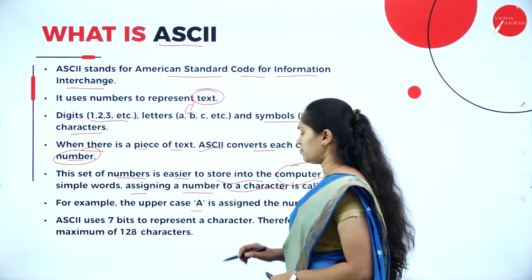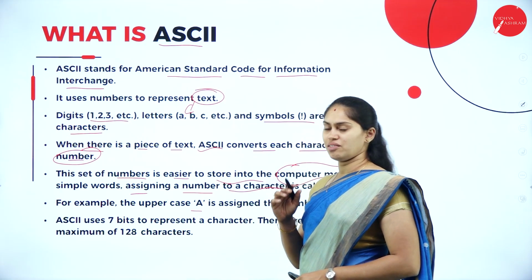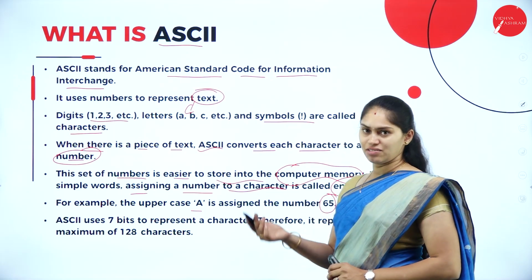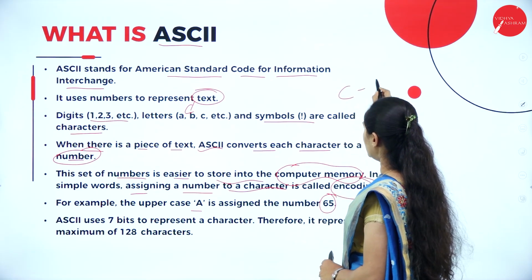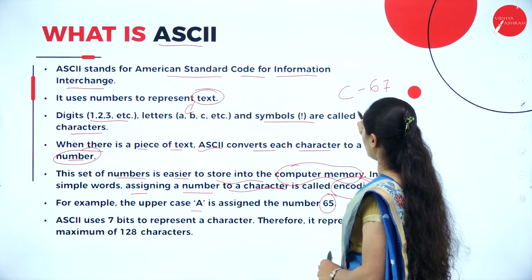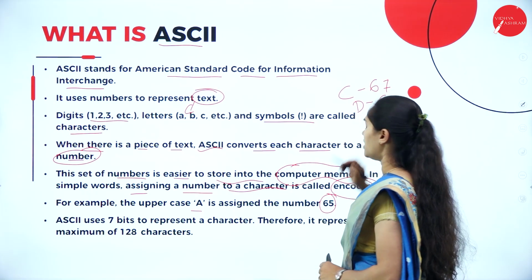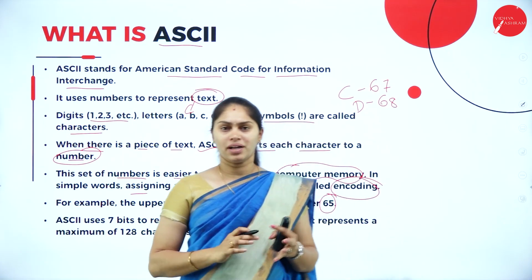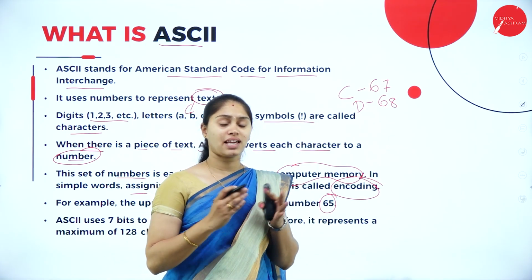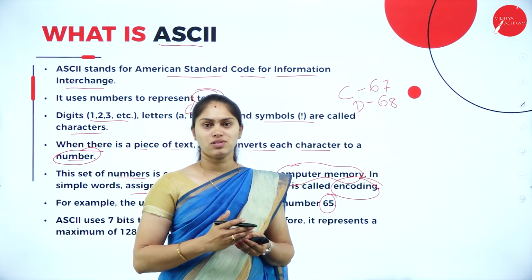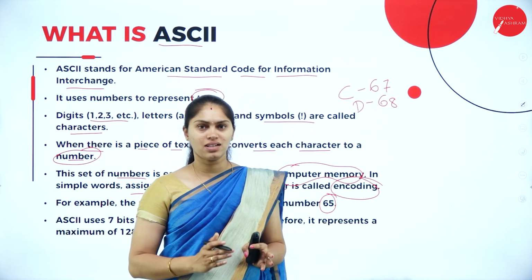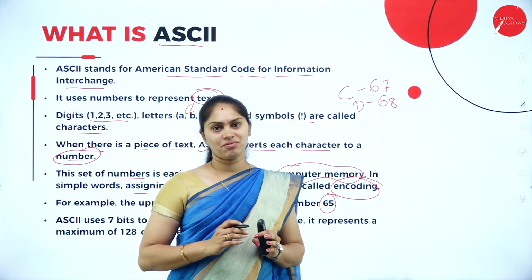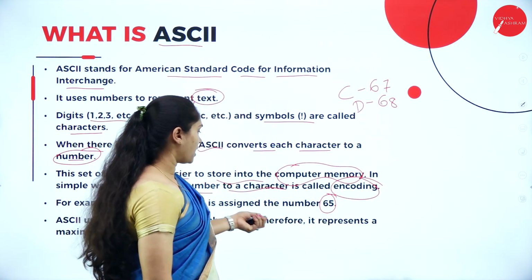And if you take the example, capital letter A is assigned the number 65, then what is C? Then it will be 67. For D, it will be 68. For whatever character you have, either 0 to 9 or a combination of any numbers, so if it is capital A to Z, small a to z, for every number, every symbol, every digit, you have an equivalent ASCII value. This is one of the examples.